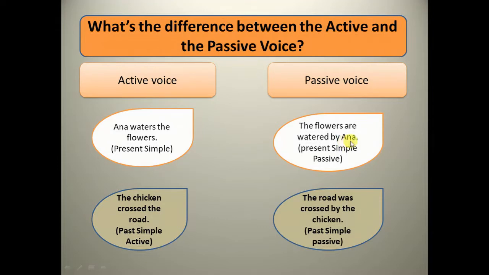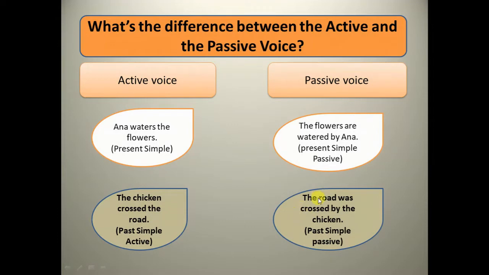This is the agent, the one who does the action. Example, Anna. Who waters the flowers? Anna. And so as you can see, present simple. Another example, the chicken crossed the road. This is in the past simple. And the procedure is the same in all tenses, whatever you have to work on.